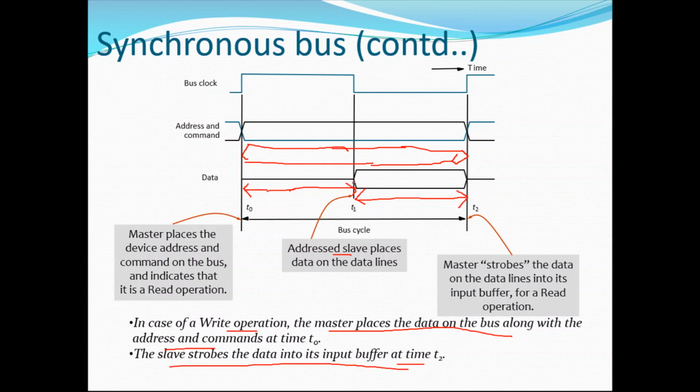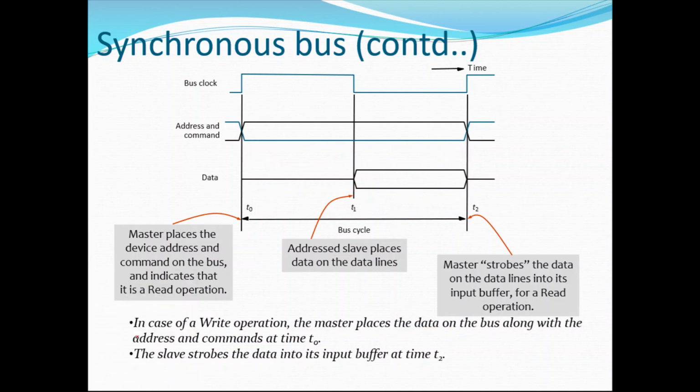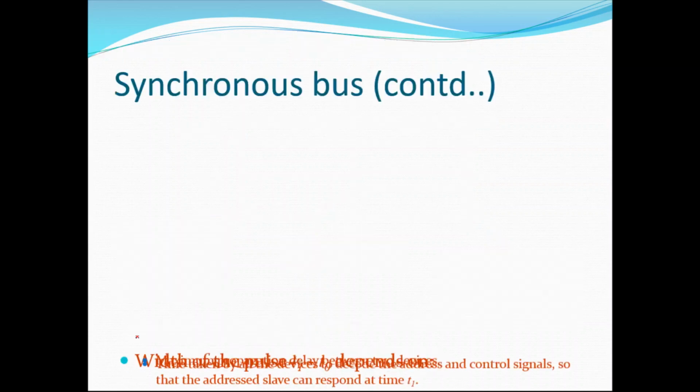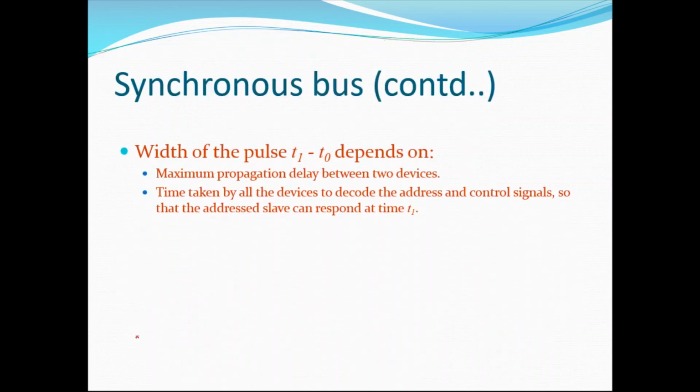During this time the data will be stored into the slave. During the earlier time, all the devices check whether this task is for them to perform or not. Okay, right. So this is the basic working mechanism of a synchronous bus. So this is whatever we have discussed.